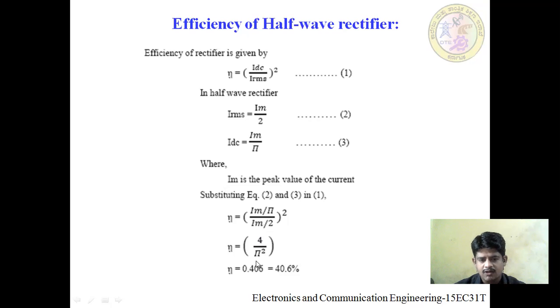If you calculate this, it will come out as 0.406, and normally we express the efficiency in the form of percentage. So when you calculate it in percentage, it will come out as 40.6 percent. So it's very easy. You just need to remember the efficiency equation and the IRMS and IDC values with respect to Im. Then just substitute it and you will get the value. So this is the efficiency of half wave rectifier. Just go through this.